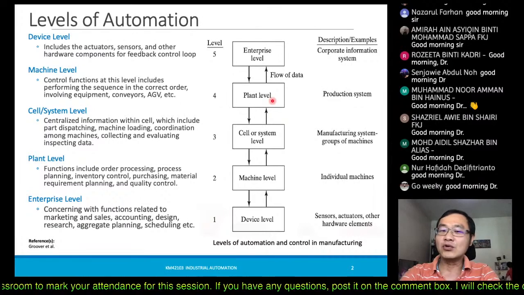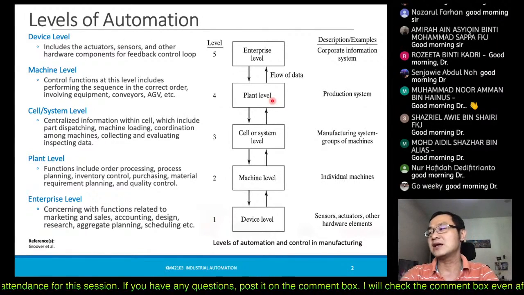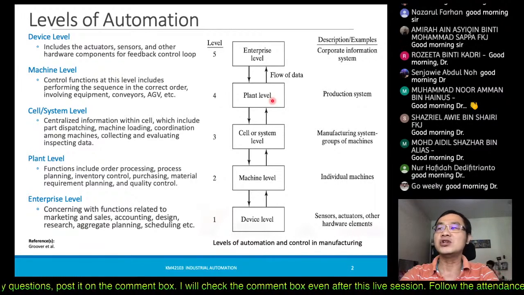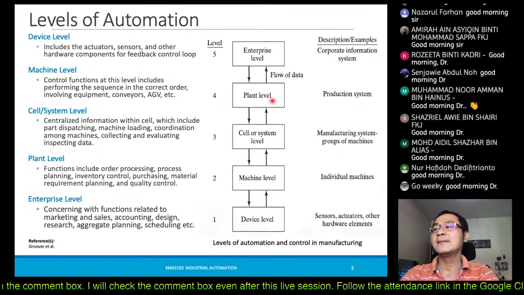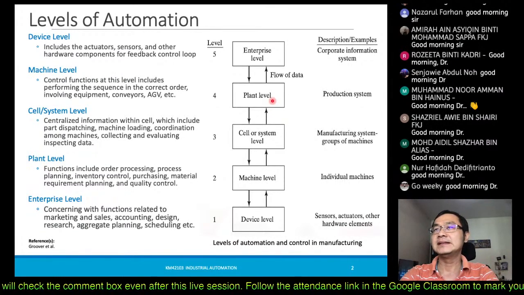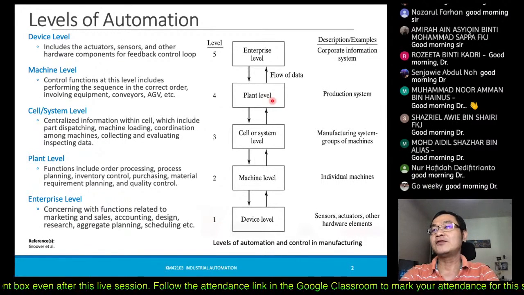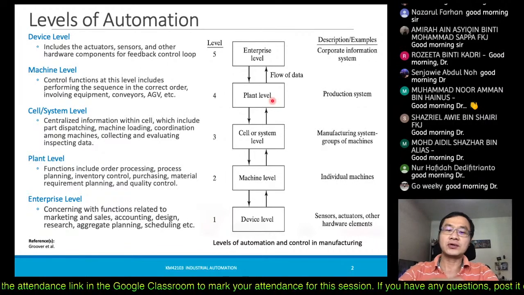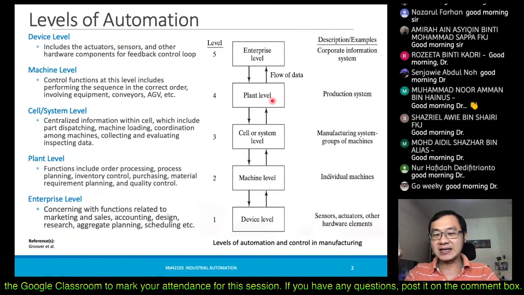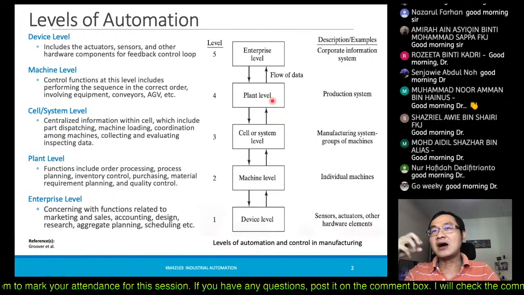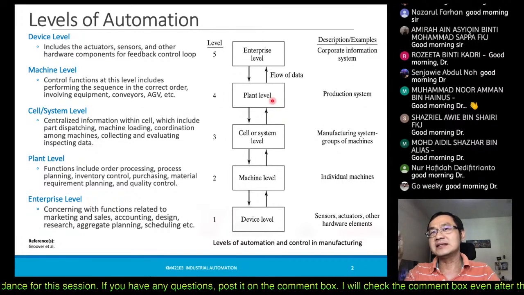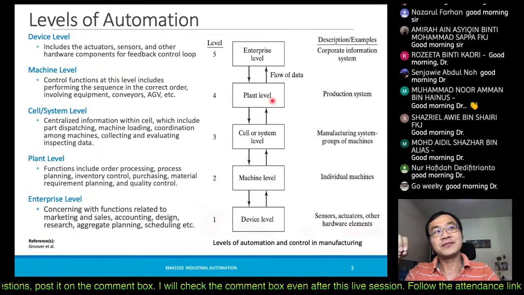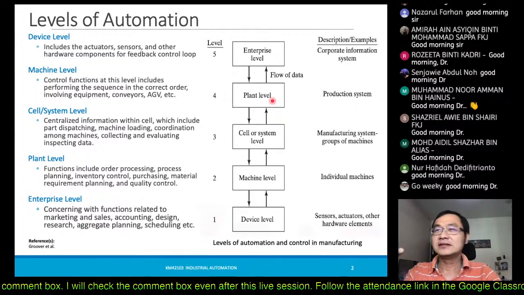Then at the highest level is the enterprise level, which mostly deals with business automations, where they require the data for them to plan, to market, and so on, right? So this also includes the design part, how you can maximize the size of your raw material.